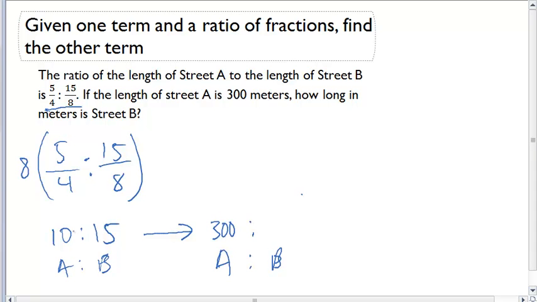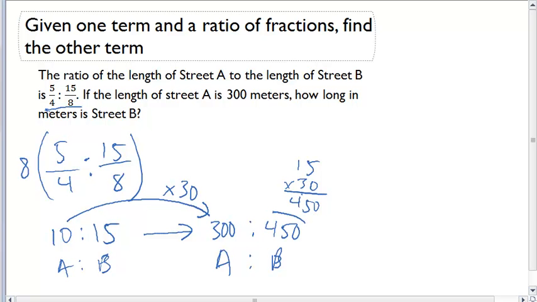Now, how did I go from 10 to 300? What did I have to multiply by? I have to multiply by 30, which means that in order to keep these ratios equivalent, I also have to multiply the 15 by the 30. So 15 by 30 is going to give me 450. That means street B has to be 450 meters.